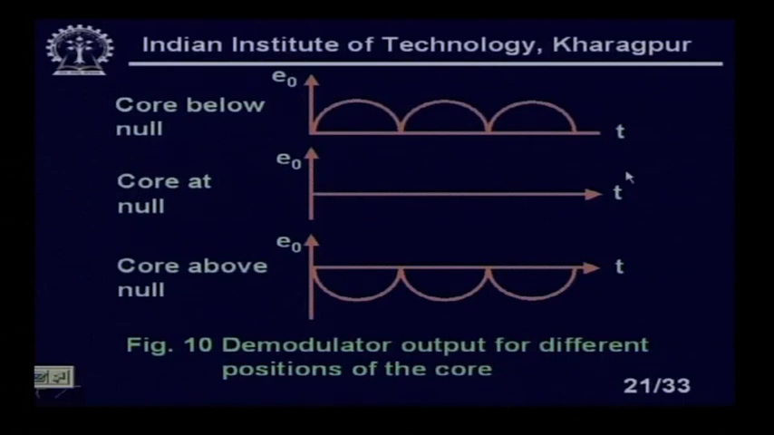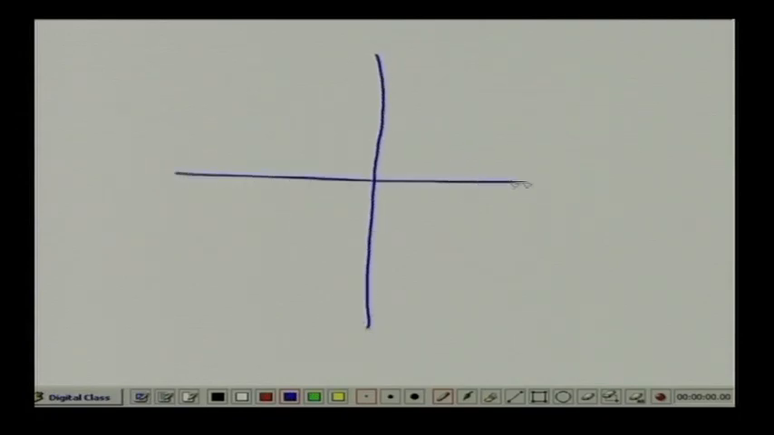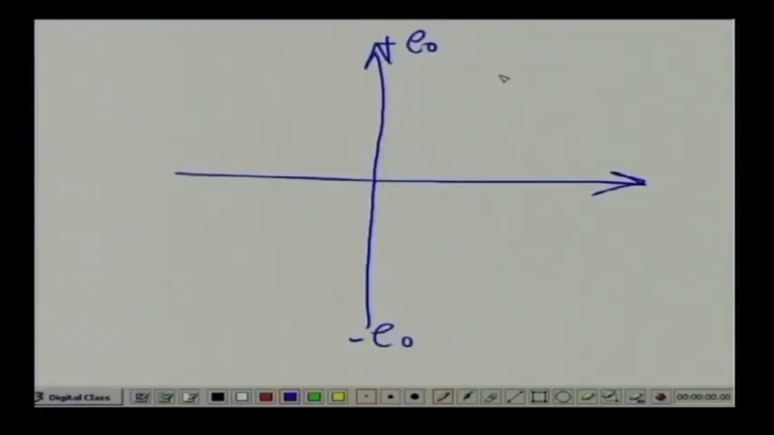Core at null, obviously I am not supposed to get any voltage, so 0, and core below null is like this one. So, you can see the polarity of the voltage is getting changed, right. Now, interestingly, if I plot the output voltage with polarity, this is plus E, obviously since it is fully rectified. So, it is DC, even though our excitation voltage is AC, because the two secondaries are fully rectified and we are adding them algebraically.